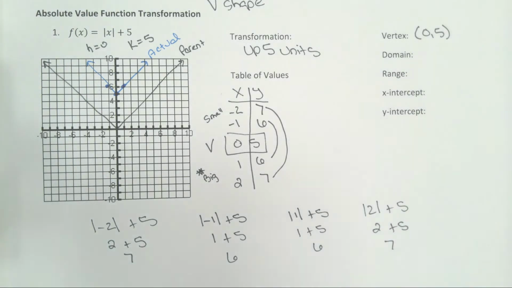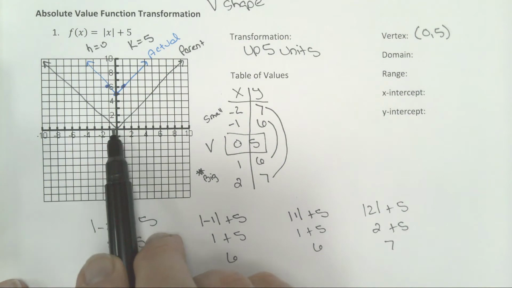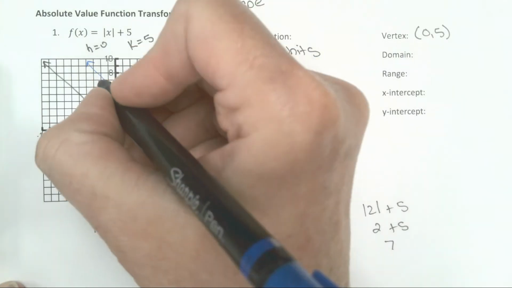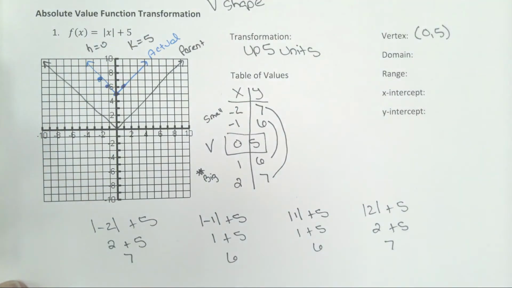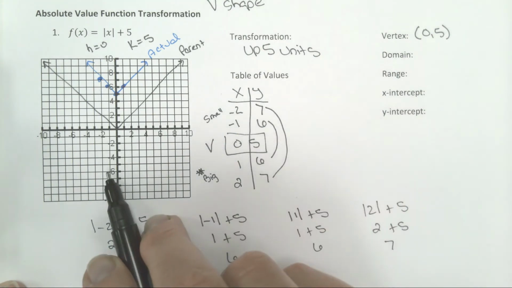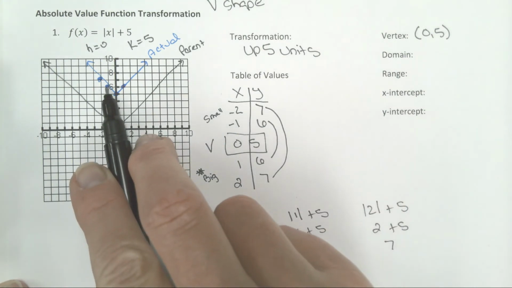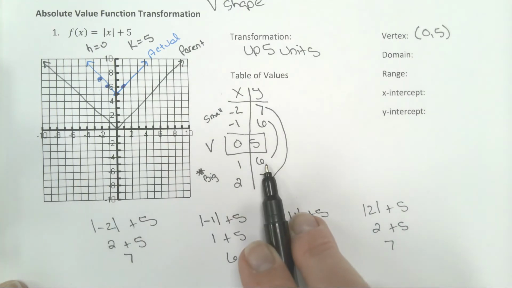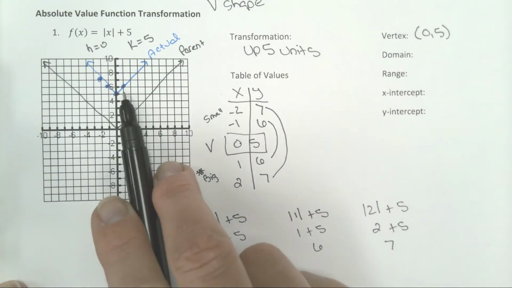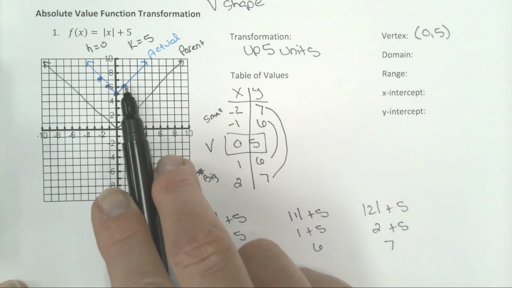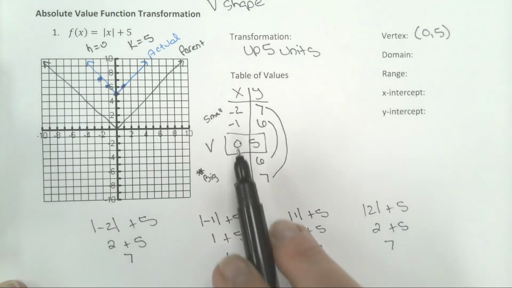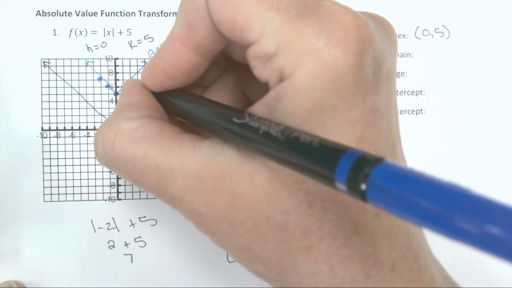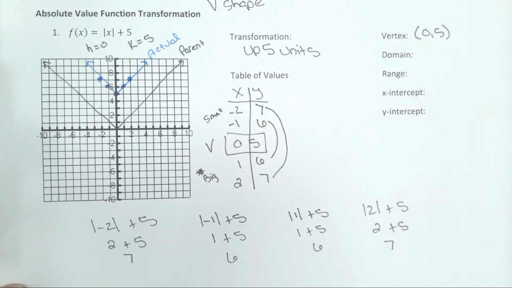All right, so plot these points. Negative 2, 7. All right, that's right there. Negative 1, 6. Yep, that's the one that I moved. My vertex is at 0, 5. My next point is at 1, 6. All right, so that matched the one that I just shifted up 5 units. And 2, 7. It matched.